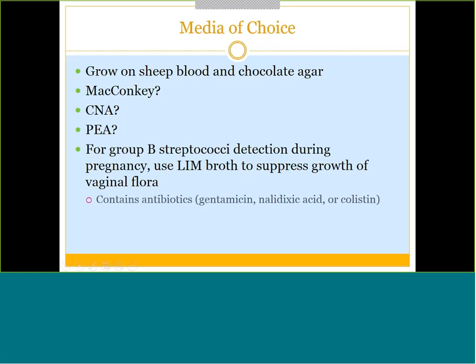There is another agar that we have not discussed yet called the Lim broth that will be used specifically for looking for Group B strep during pregnancy. The reason they use this Lim broth is it suppresses any other normal flora of the vaginal tract from growing, so that way if Group B strep is present, that's allowed to grow and be detected.